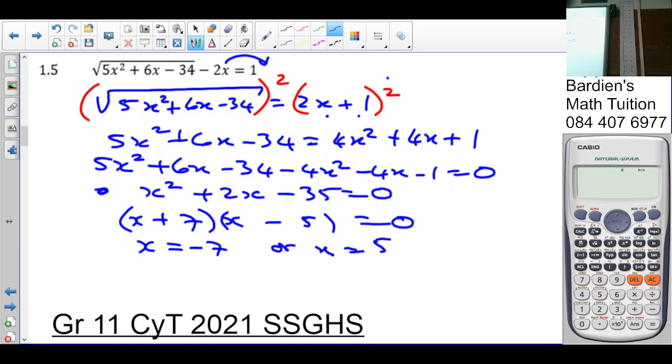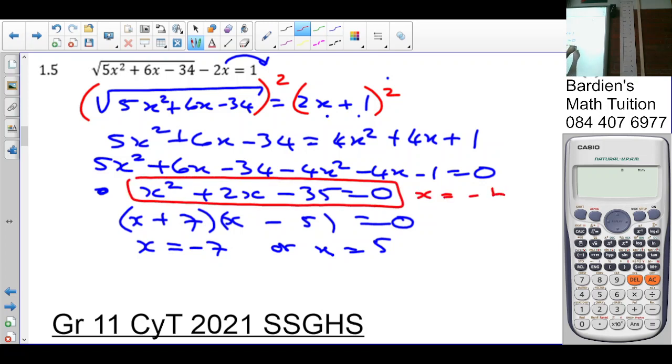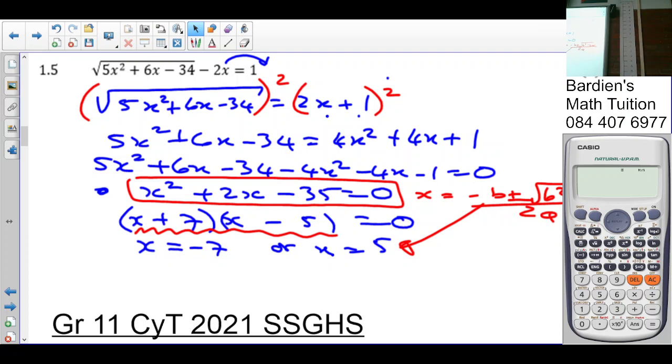People, if you use the quadratic formula here, which is that x is equal to minus b plus or minus the square root of b squared minus 4ac over 2a, you don't have to write this here. You see, you'll go from this straight into that solution. You guys okay with that? But what do we need to do here? We need to check. Not so.